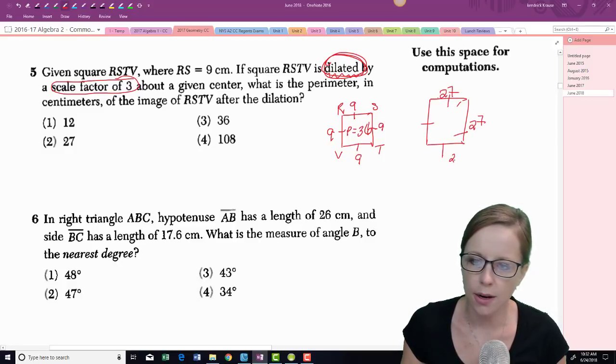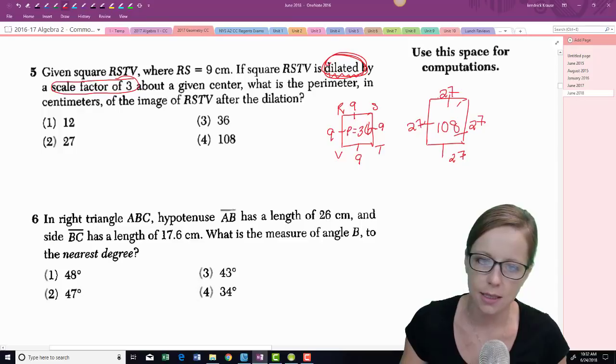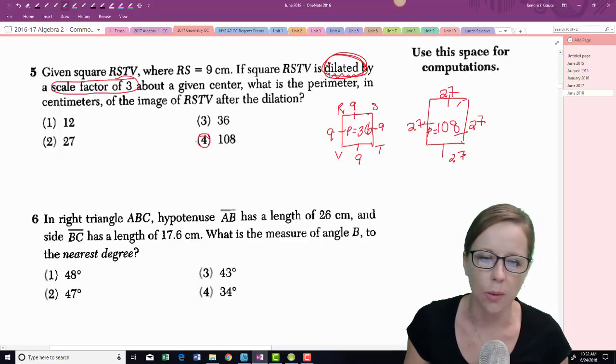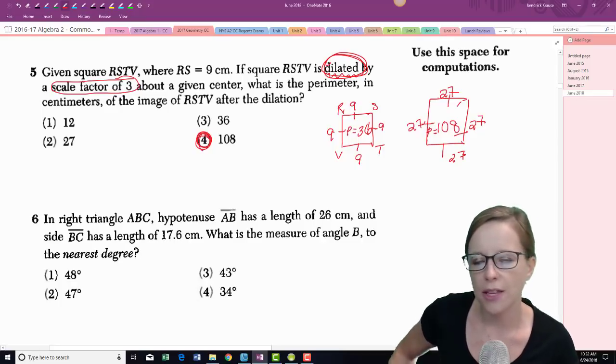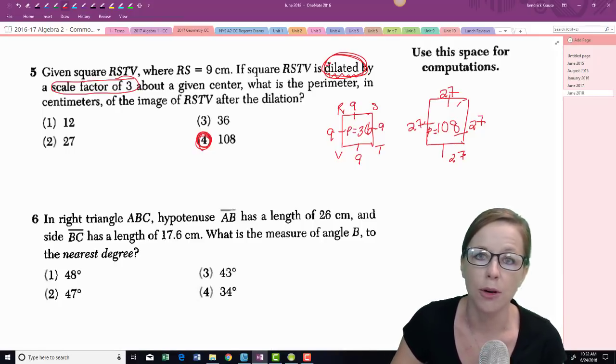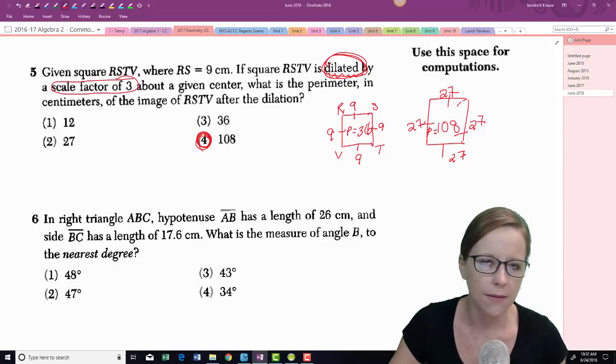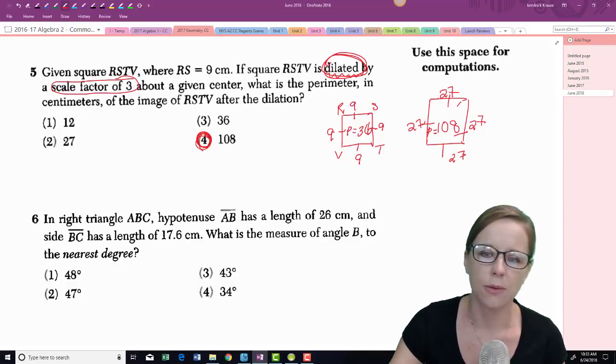And so the perimeter, let's just add up the sides. The perimeter is 108. P, not area, P. P is equal to 108. So the fact that you're supposed to know is that if you dilate an object, the perimeter will also be dilated by that same scale factor, but the area is dilated by the square of that factor. So that's the fact you're supposed to know in that question.